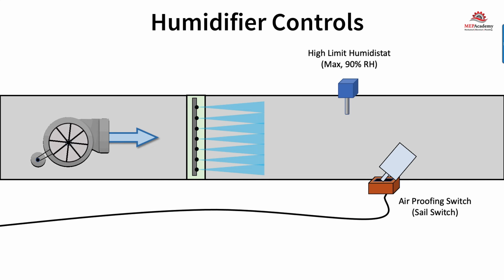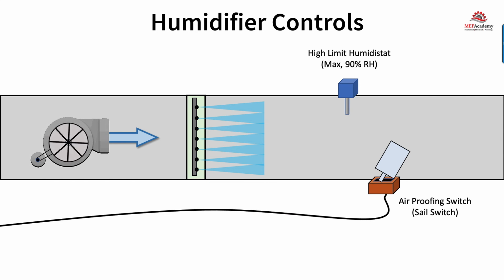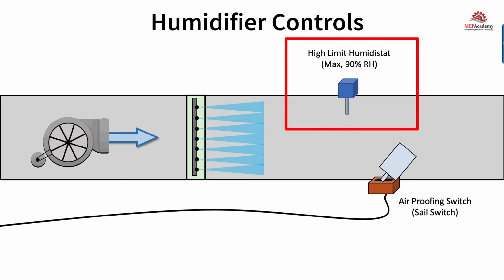You could also use a pressure switch that senses an increase in pressure in the duct. Next, we have a humidistat that prevents relative humidity from exceeding your maximum set point. For this VAV application, we set it at 90%.